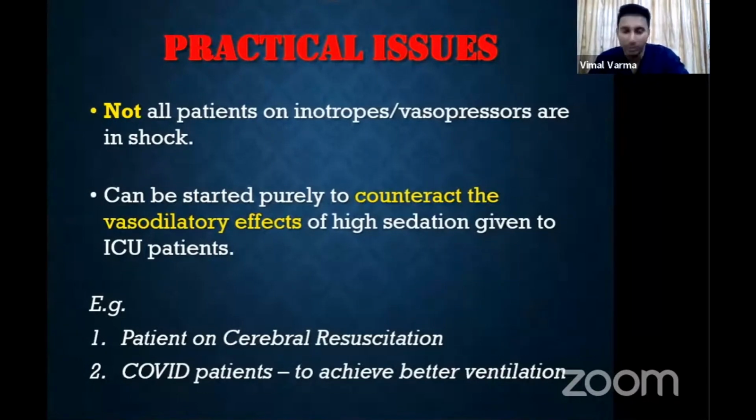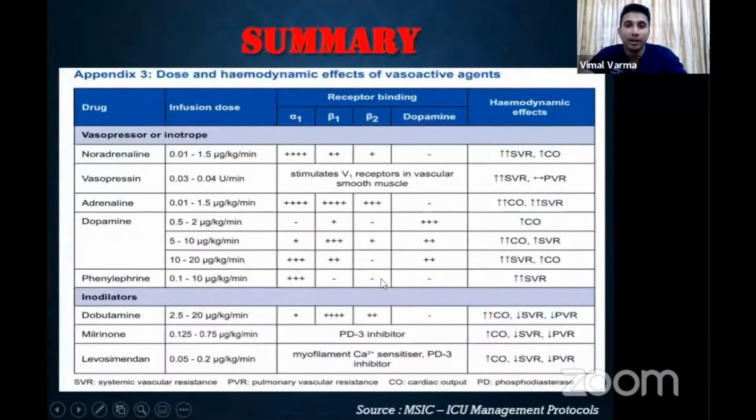Next will be COVID patients. As we are in a COVID pandemic era, most of the COVID patients are being ventilated. They will come with a very stiff lung, very difficult ventilation, and be severely restless. So you have to start them on very high sedation so you can put them to rest during the hyperinflammatory state and to achieve better ventilation and good oxygenation. So these patients in COVID ICU mostly will be started on a low-dose vasopressor to overcome the vasodilatory effects of the high sedation.